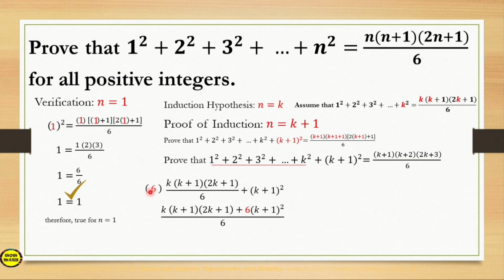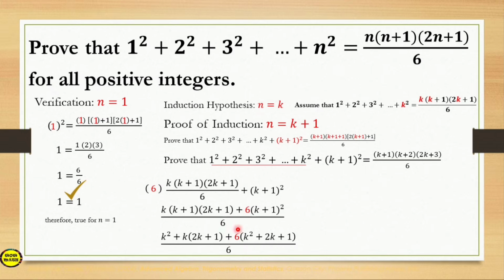So, hindi agad natin siya imumultiply kasi meron tayong exponent na 2 dito. So, kailangan natin masimplify muna itong nasa loob ng parenthesis. So, ilagay muna natin siya dito sa labas. So, ilagay natin yung 6 sa labas. And then, after nyan, so, multiply natin ito. K times k, that is k squared. Then, k times 1, that is k, multiply dito kay 2k plus 1.